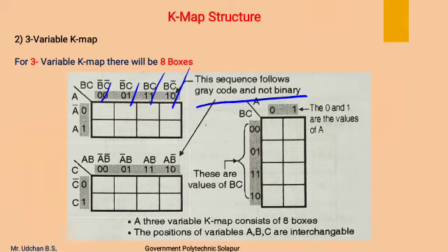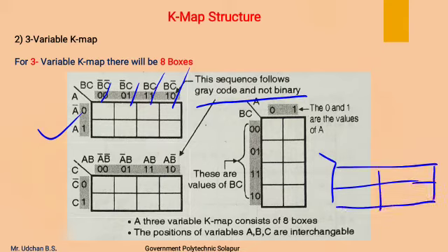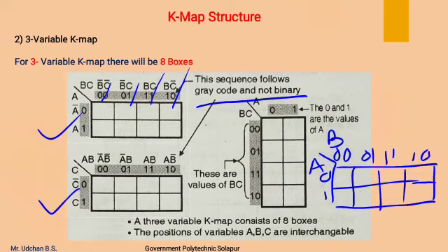So this is the three variable K-map, and we are going to use this format only, in which there are 8 boxes. Vertically we are taking the a variable, horizontally we are taking the bc variables. We can write it as here 0 1 and here 00 01 11 10. The positions of variables a, b, c are interchangeable, that is, in this way or in this way.